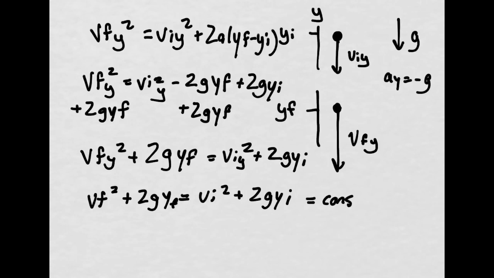At any point, you can find the sum of V squared plus 2gy, and that will always be the same regardless of what point. This is because of the conservation of energy.